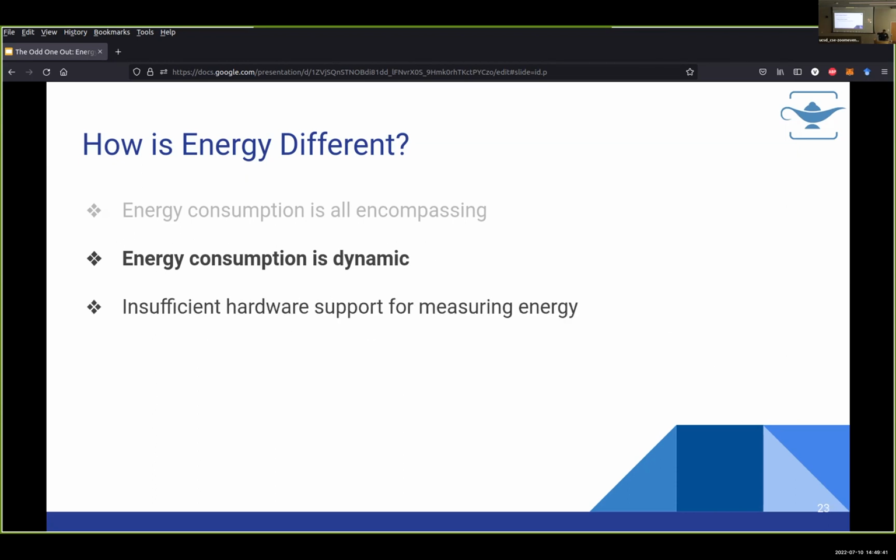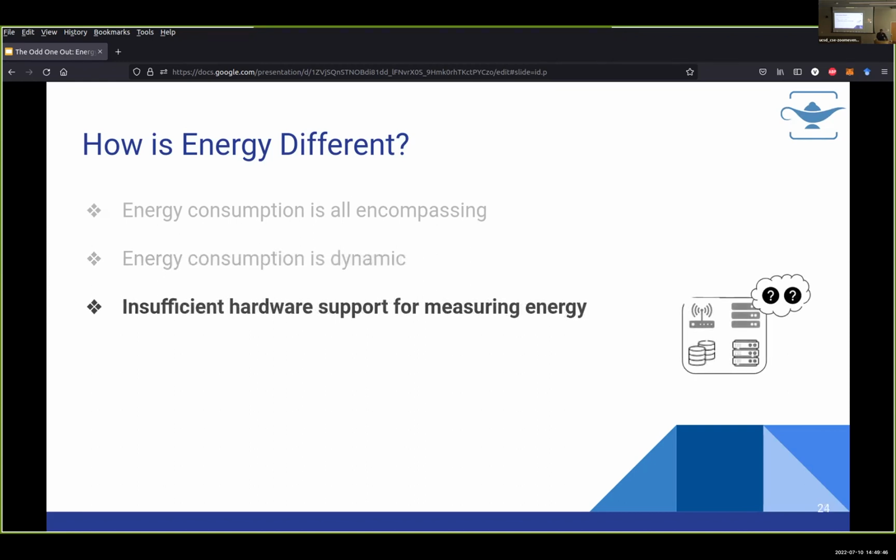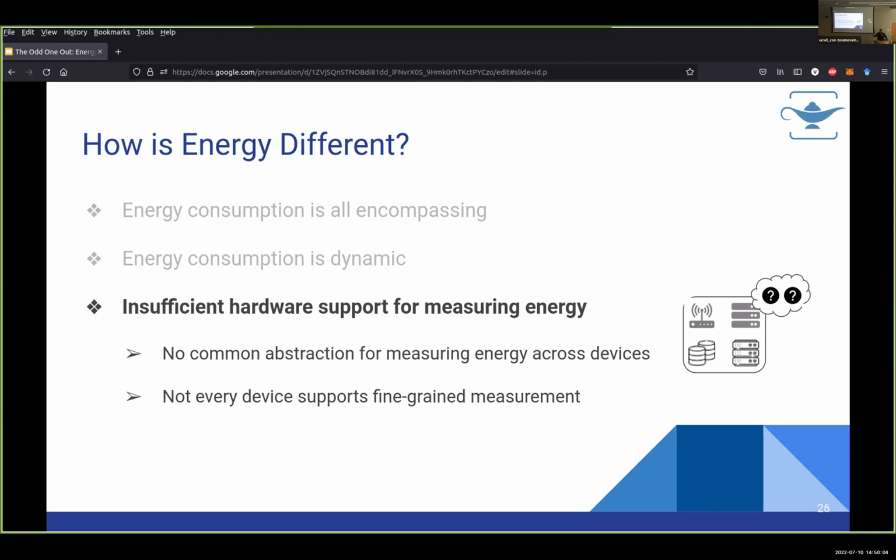So the third point, which is quite frankly my favorite, is that we have insufficient hardware support for measuring energy. There is no common abstraction for measuring energy across devices. There are a bunch of devices. We don't really know how they measure energy, if they measure energy, and how they're going to export that information in a fashion that is usable and actionable. The second is that not every device supports fine-grained measurement.